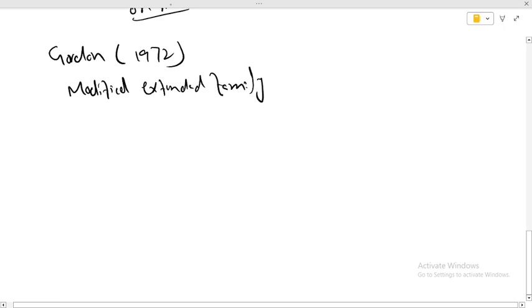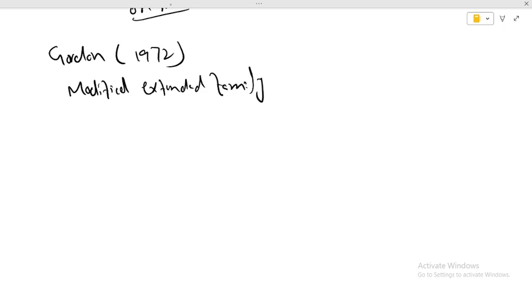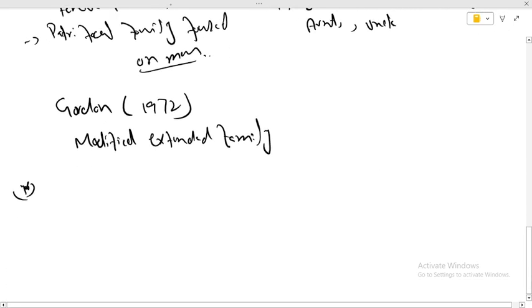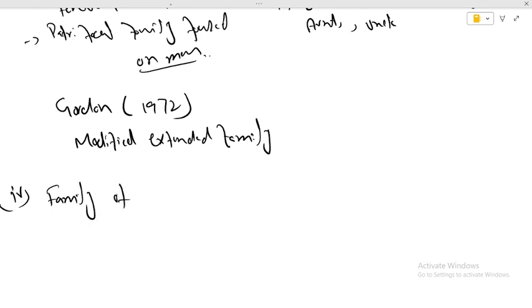Then the other family type could be the fourth one: family of choice.